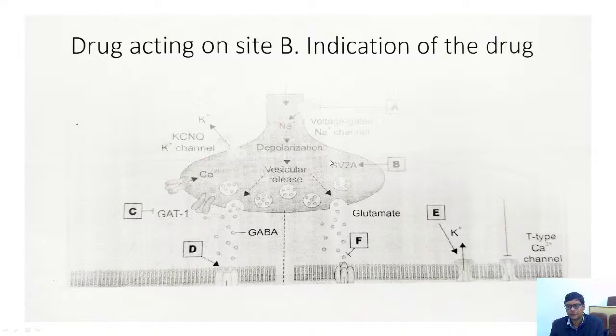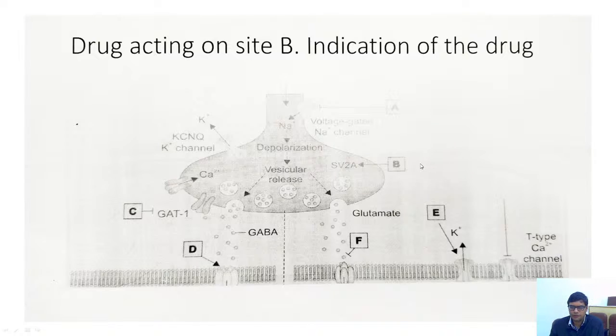So SV2A, if you remember, levetiracetam is the anti-epileptic which acts through this SV2A, which is a synaptic vesicle membrane protein, and it helps in release of this glutamate or GABA neurotransmitter in this neuronal junction cleft. Okay, so here drug acting on site B is levetiracetam. Indication of the drug, it is used for partial seizures. Levetiracetam, partial seizure, only this much you are expected to write.